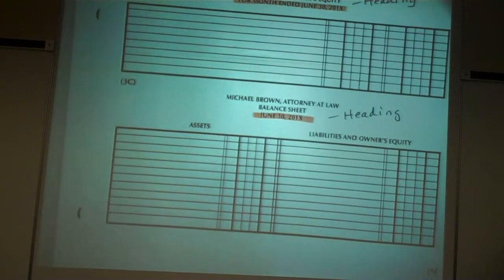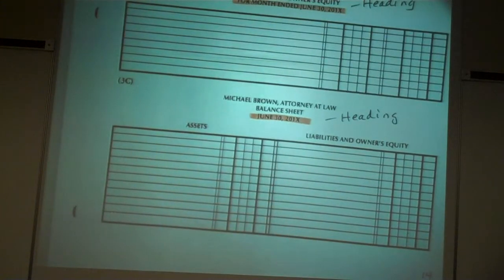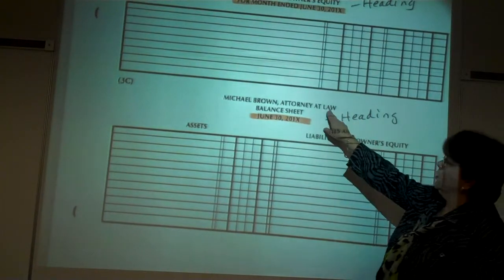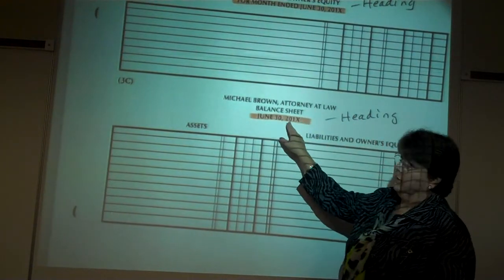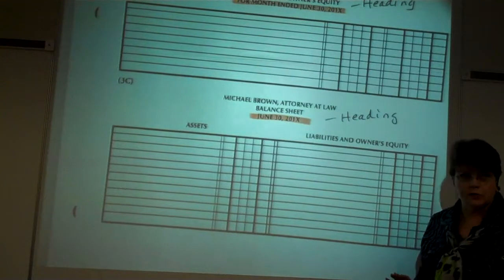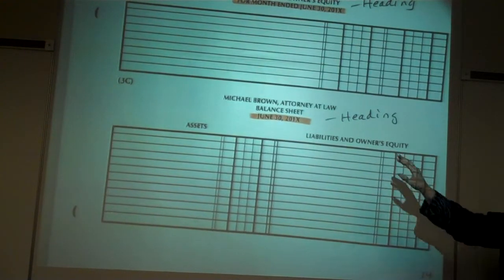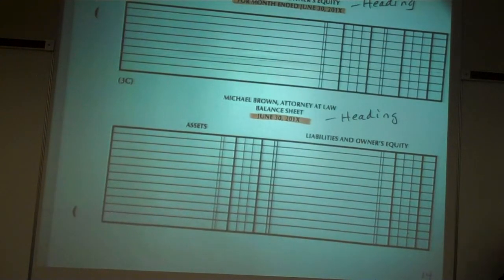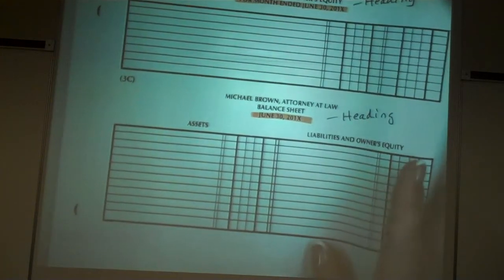The next one is the statement of owner's equity. And again, this is for the month ended. And then the balance sheet is the only one that has the specific date. Now on your test, this part is worth 1 point. Every line is worth so many points. So make sure that you have your headings correct, because that would be 3 points off on your test.